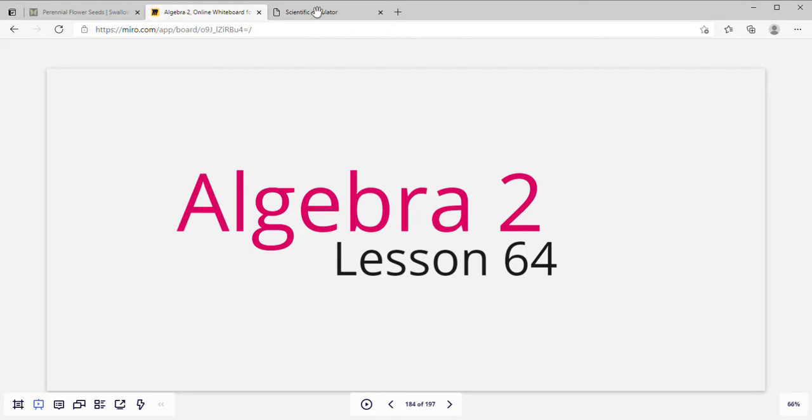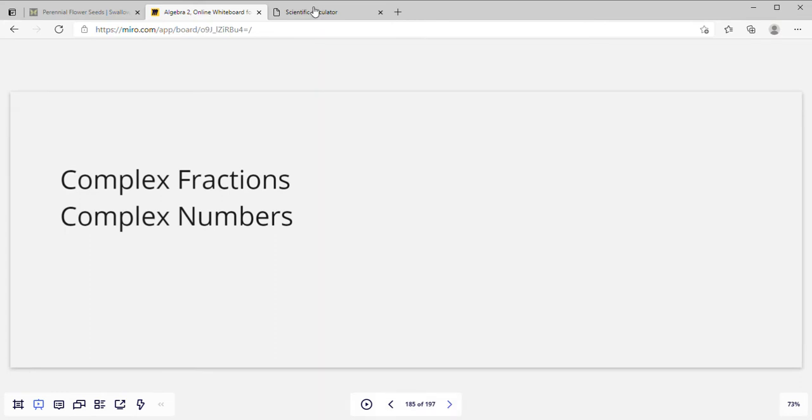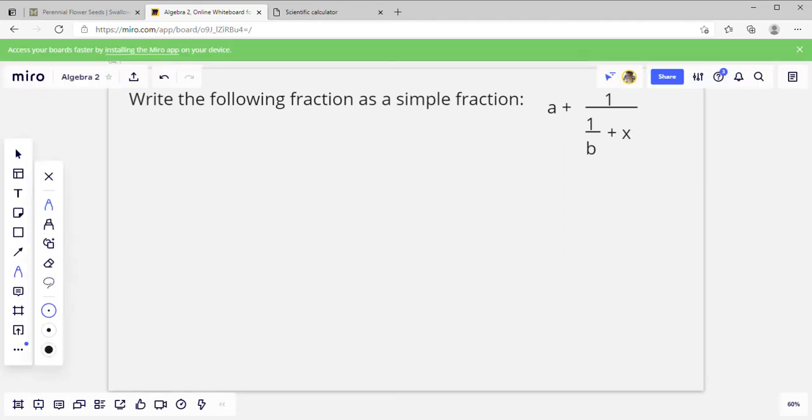Hi everybody, this is Algebra 2, Lesson 64, and this lesson covers complex fractions and complex numbers. Alright, write the following fraction as a simple fraction. Okay, so this is going to take a couple of steps. We've got a plus 1 over b plus x. So first we're going to have to deal with this part of the fraction.